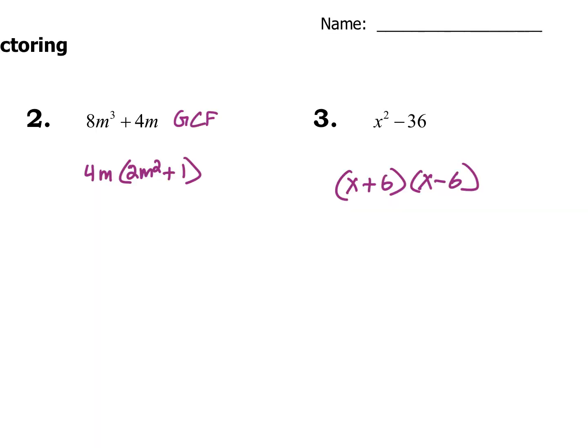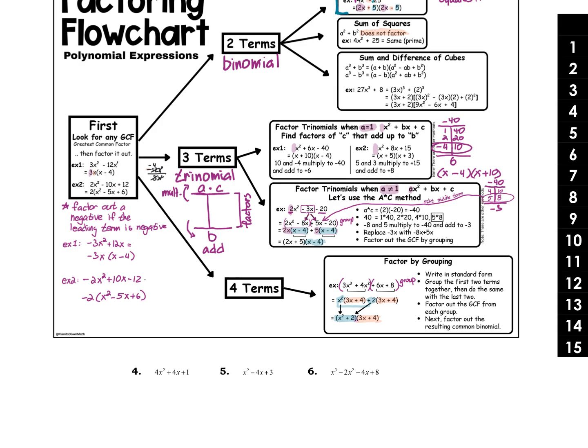Okay, for this first one, after I factored out the greatest common factor, there was nothing left to do here. Here, there was no greatest common factor, but it was a difference of squares, and so this is how it should be factored. Again, it doesn't matter which one's positive and which one's negative, as long as you have one of each.